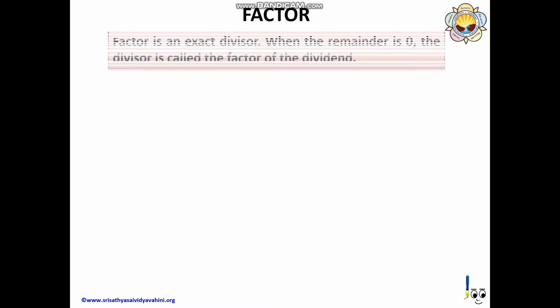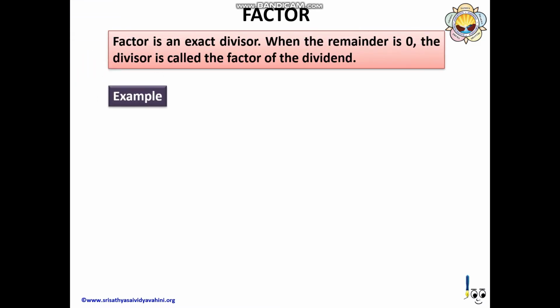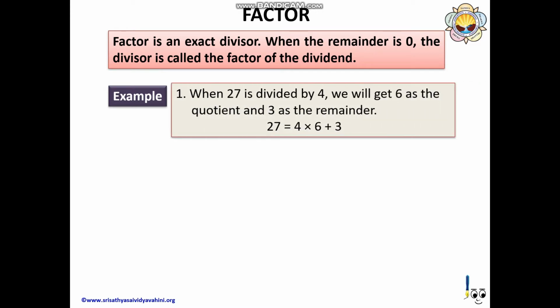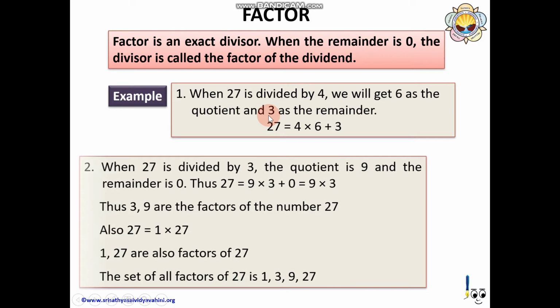So what is a factor? A factor is an exact divisor. When the remainder is 0, the divisor is called a factor of the dividend. For example, when 27 is divided by 4, we get 6 as the quotient and 3 as the remainder. So in this case we cannot say that 4 is a factor of 27 because we get a remainder 3. Okay, we'll see another example.